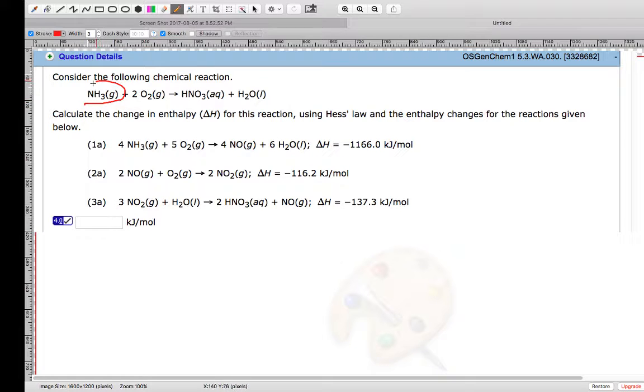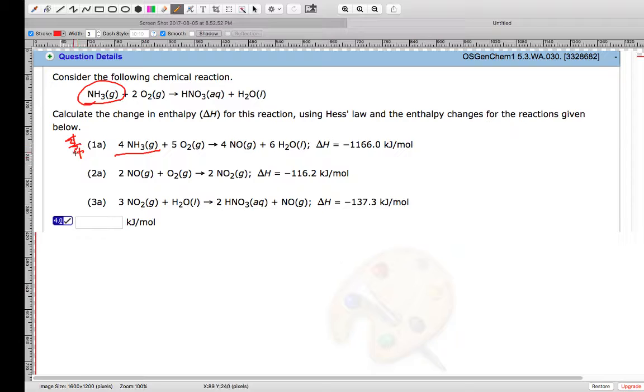Here I have NH3. I only have 1 mole of it. Where else can I find NH3 in the available reactions? Only right here. So there are 4 moles of NH3, but I only need 1 mole of NH3. I could multiply this whole thing by 1/4 in order to get 1 mole of NH3. But let me make sure that that's really necessary. Is there any NH3 anywhere else? No, there isn't. So that means it is necessary. I need to multiply this whole thing by 1/4.